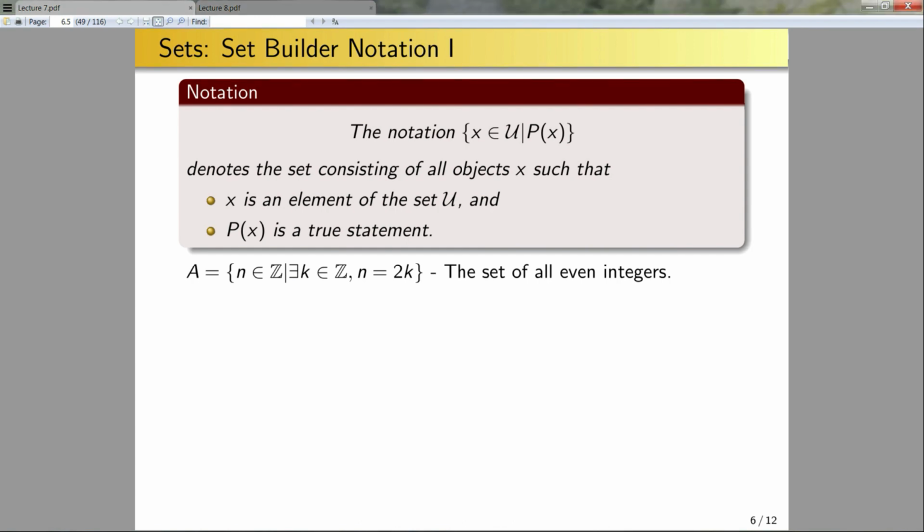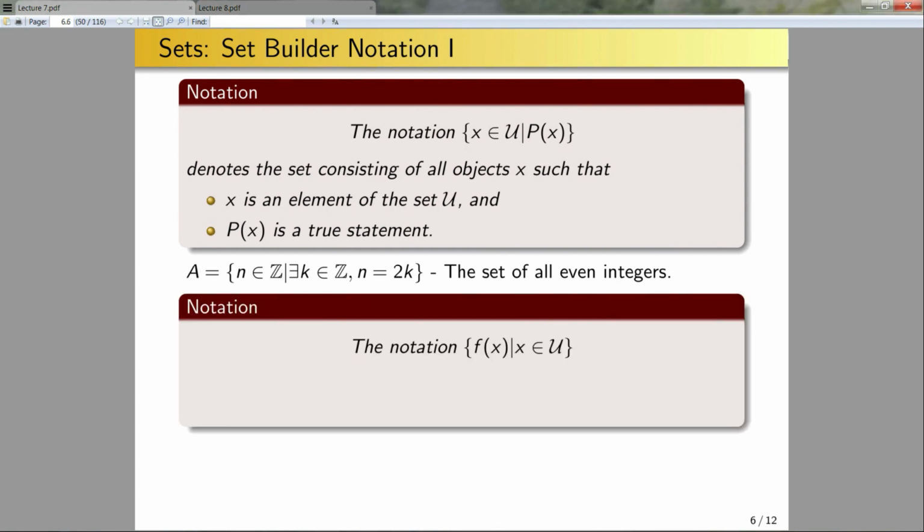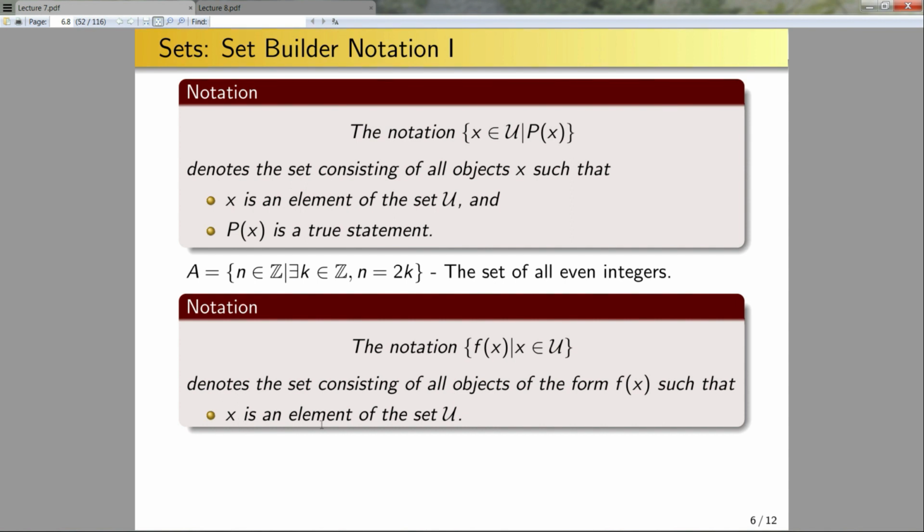Now let's introduce another notation. The notation {f(x) | x in U} denotes the set of all objects of the form f of x such that x is an element of the set U. So this is slightly different than the upper notation. In practice, pretty much every set that you'll see, you can write using either notation, but let's demonstrate how to use this notation.